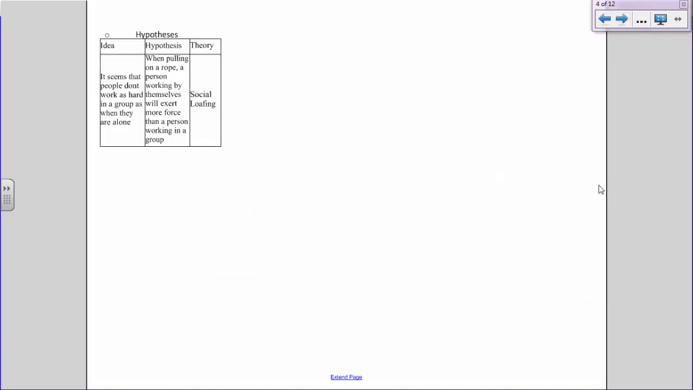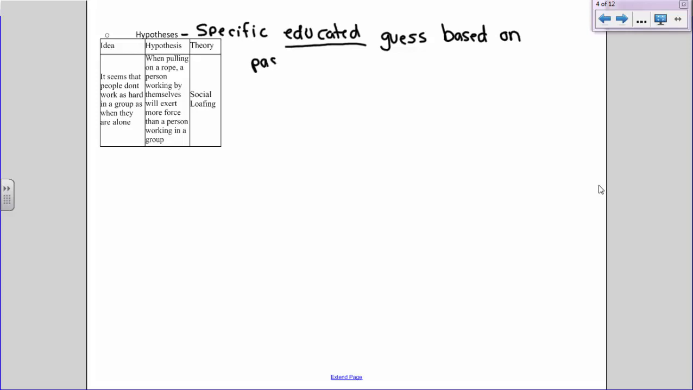So now that we have touched on populations versus samples, let's look at hypotheses, all right? So it's important to note that a hypothesis is a specific, educated guess. Underline educated. Based on past research. Okay?